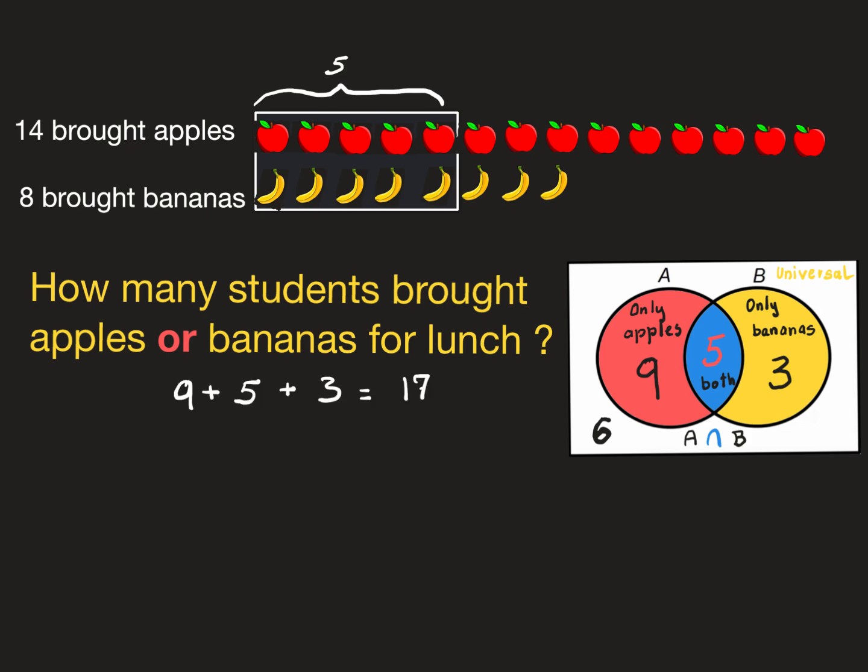Or we could have said that 14 brought apples plus 8 brought bananas, and now we need to take away 5 because they brought both. We don't want to count them twice, and that'll also give us 17.